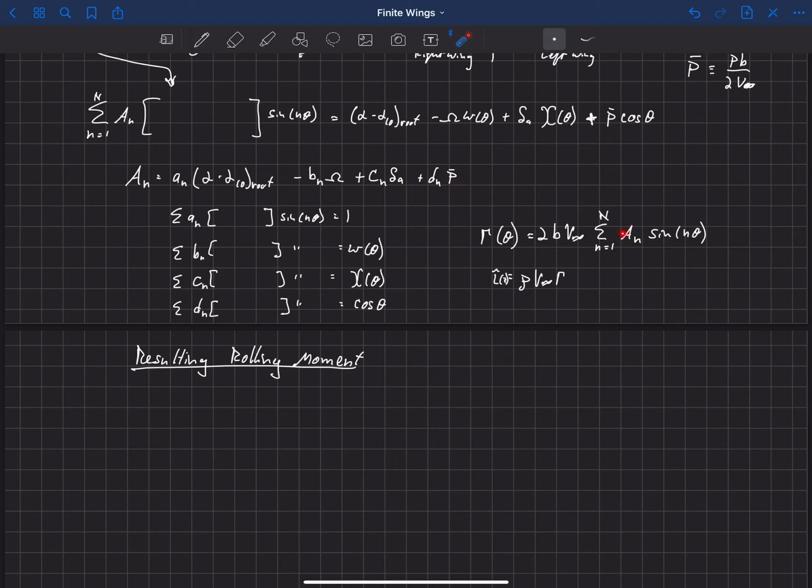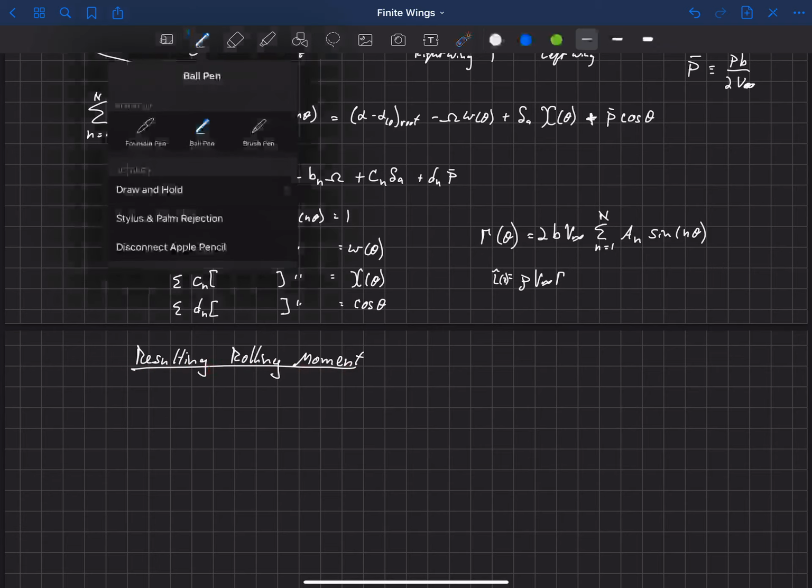That A sub n gets plugged in here to capital gamma to give us our vorticity distribution along the wing, which is related to the lift. So now we can compute the lift distribution along the wing. So let's look at this analytically. Actually, it turns out that we can now find the rolling moment analytically from this solution.